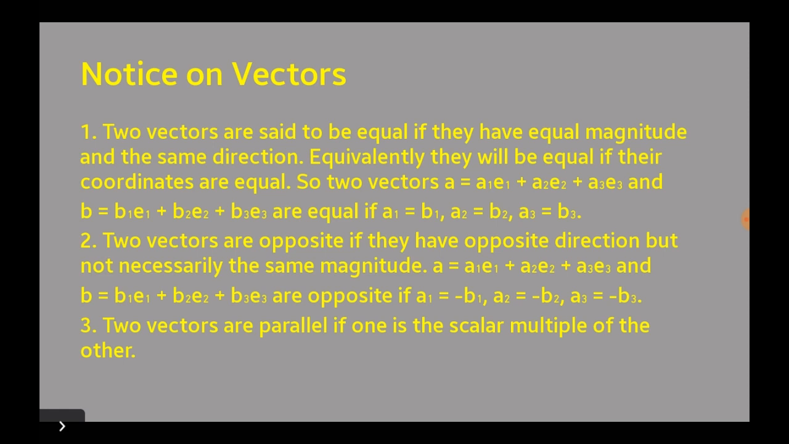Second, two vectors are opposite if they have opposite direction but not necessarily the same magnitude. a is equal to a1 e1 plus a2 e2 plus a3 e3, and b is equal to b1 e1 plus b2 e2 plus b3 e3, are opposite if a1 is equal to minus b1, a2 is equal to minus b2, and a3 is equal to minus b3. Third, two vectors are parallel if one is the scalar multiple of the other.